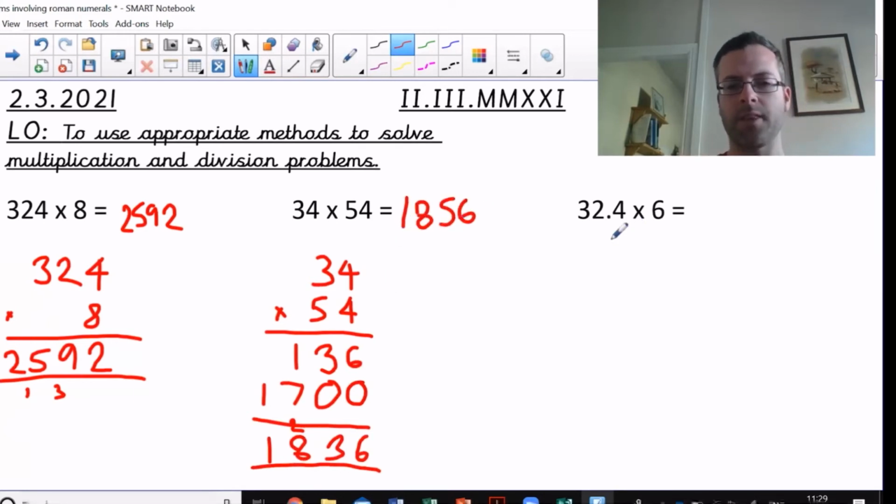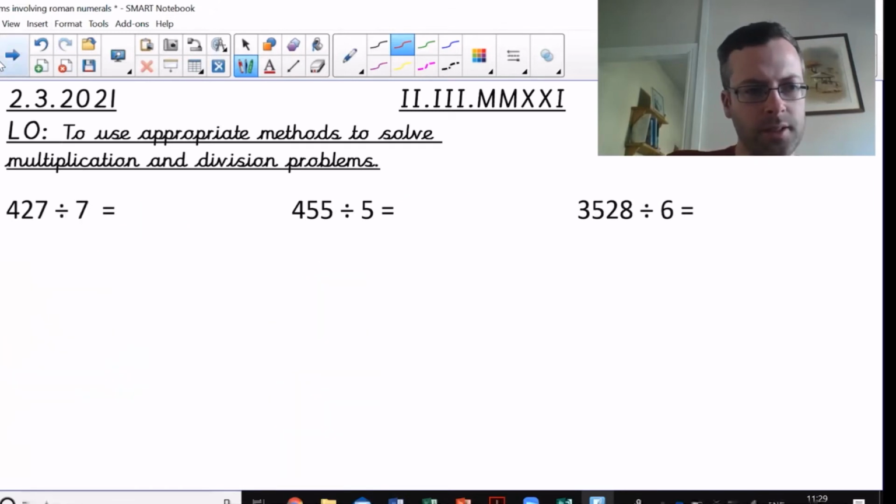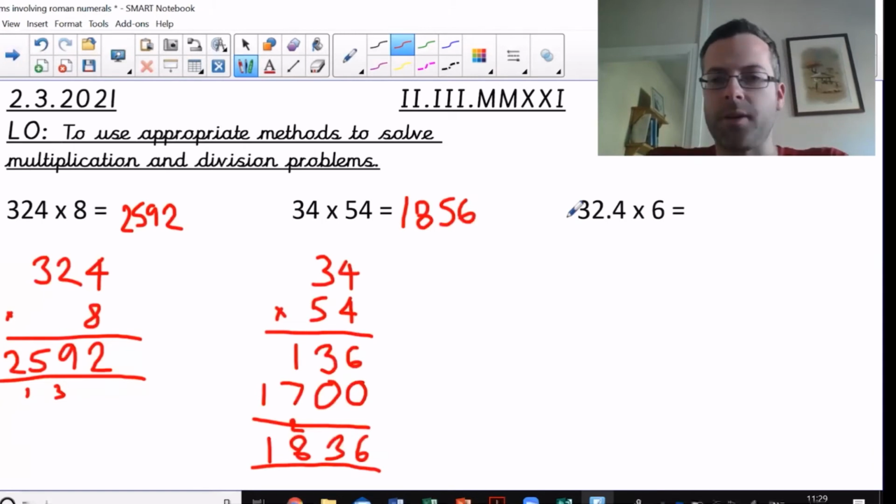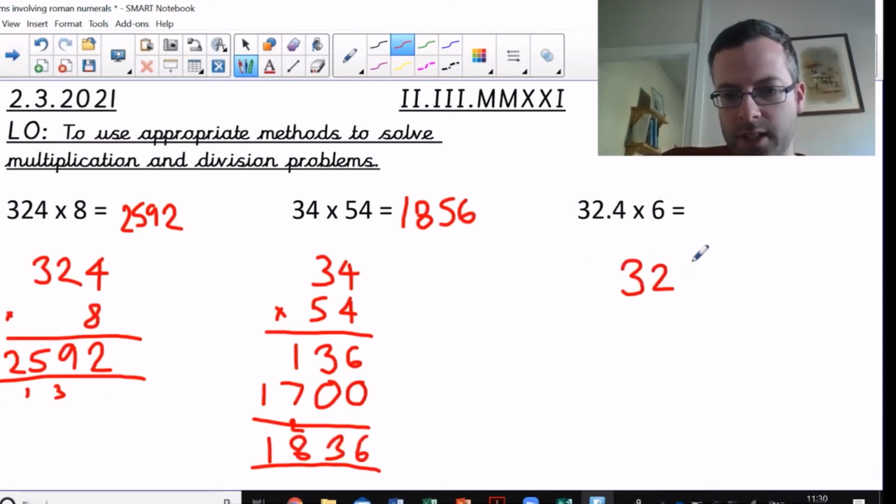And then finally, this one has got a decimal point in it. Now for me, I don't want to mess around with the decimal number. So I'm going to change it to 324 times 6, but then I need to remember, I've timesed it by 10 to get there, so at the end I need to divide it by 10.